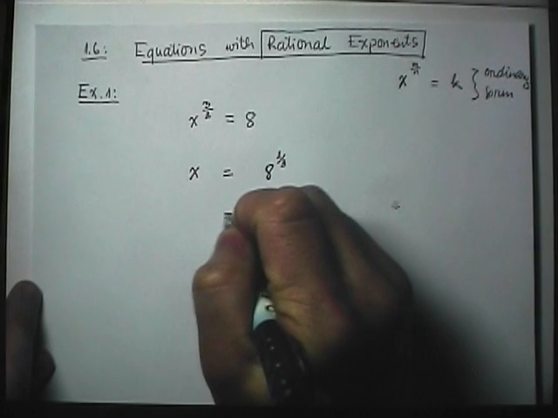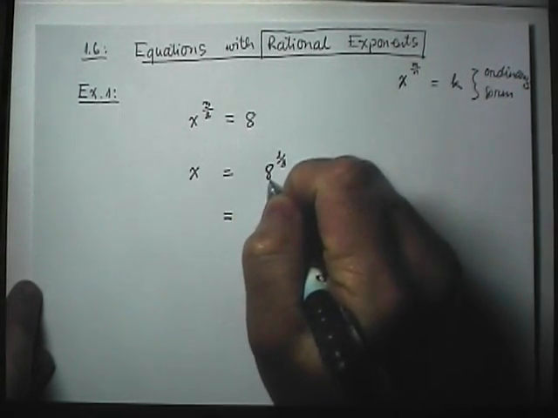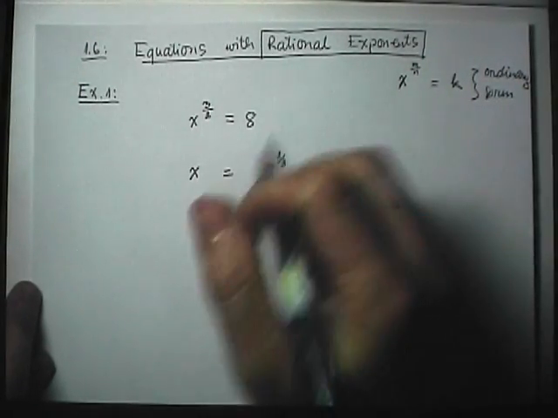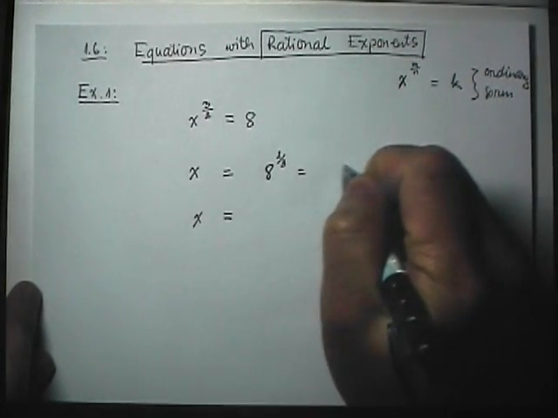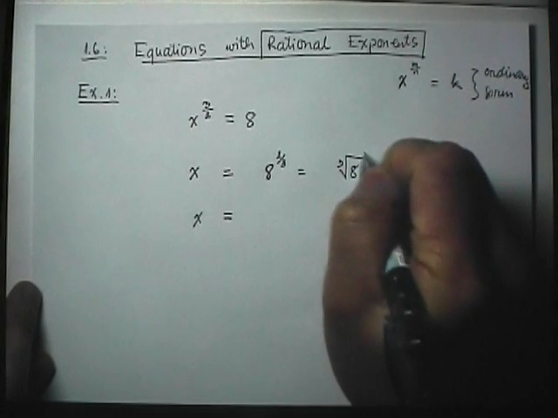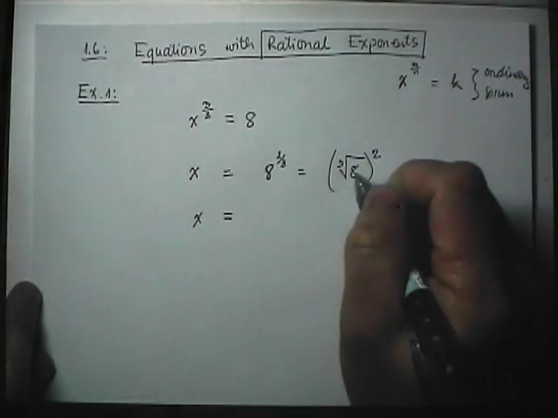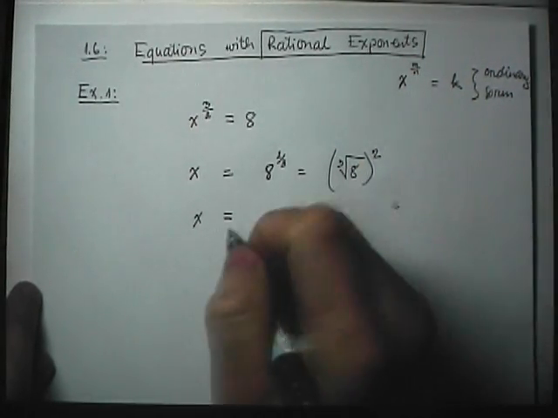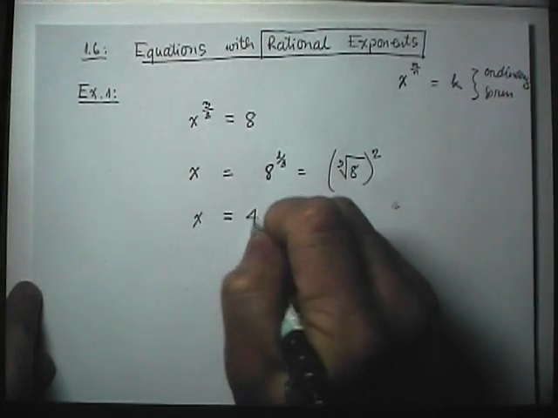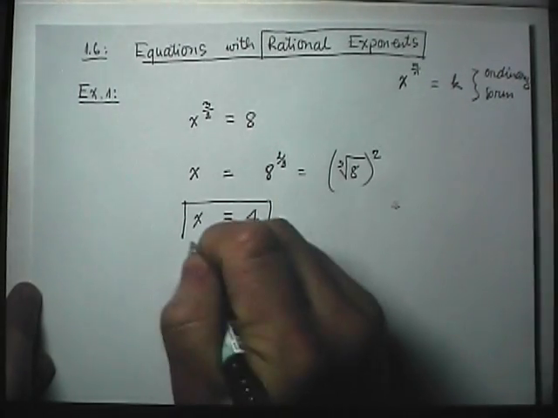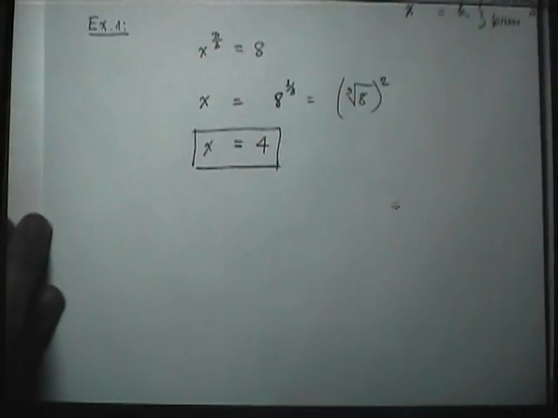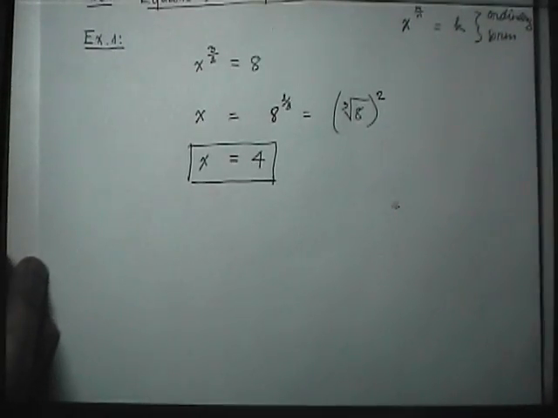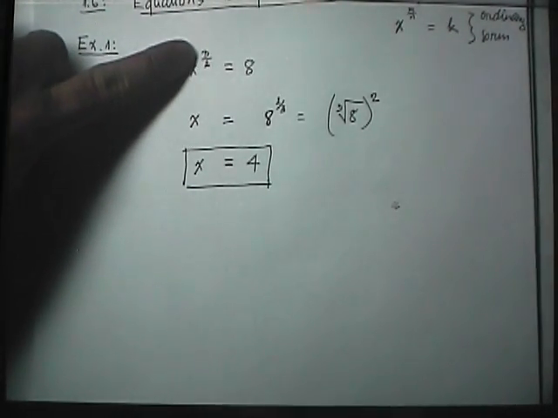One step further, if you can evaluate what 8 to the 2/3 power is, then go ahead and go to the end. 8 to the 2/3 power is the same as the cube root of 8, and then you take the square. The cube root of 8 is 2, and the square of 2 is 4. So my final answer to that equation is x equals 4. Once again, in this example you had an odd numerator in the power.